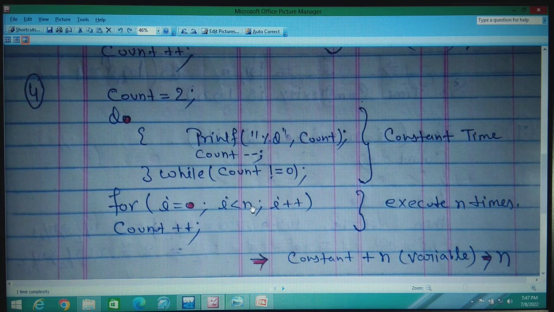I can change the value. So if I write here 10, then this loop will work 10 times. If I write here 100, then this loop will work 100 times. So this is the variable. Whenever you add constant plus variable, every time you will get variable.